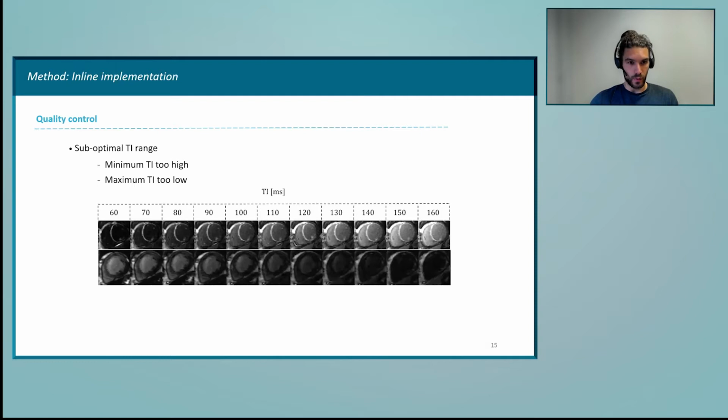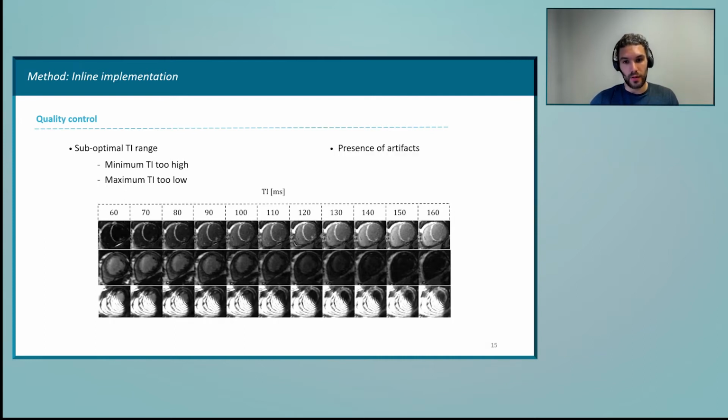In the same way, we can have a maximum TI that is too low. Here it would have been nice to test TIs higher than 160 to be sure that we have a global maximum. Also, it would be interesting to be able to detect the presence of artifacts and maybe give feedback to the user if we have artifacts, instead of directly launching the black blood reconstruction.